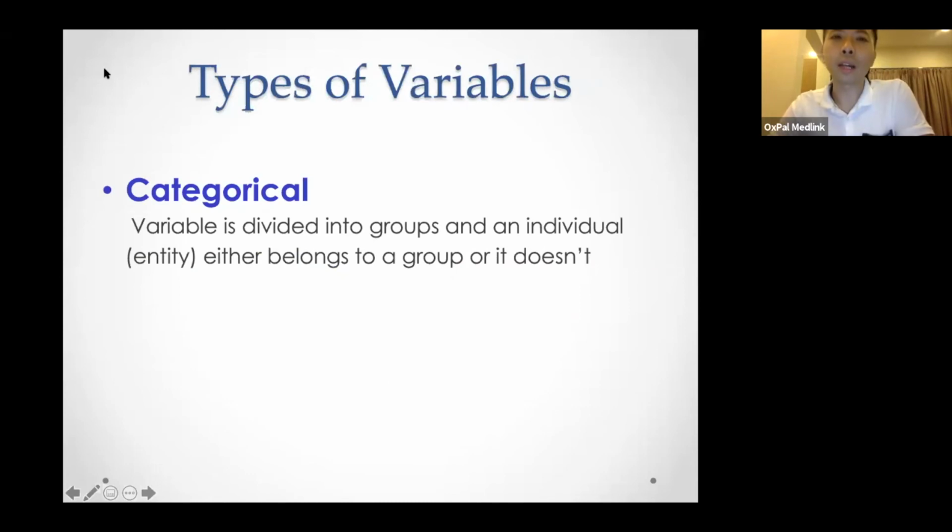So there are types of variables. We have the categorical, which is divided into groups, and an individual either belongs to one group or another, or it doesn't, like gender: male, female, but now we have also gender neutral. Or we also have other things like small, medium, large in terms of shirt size. So a shirt is either small, medium, or large.